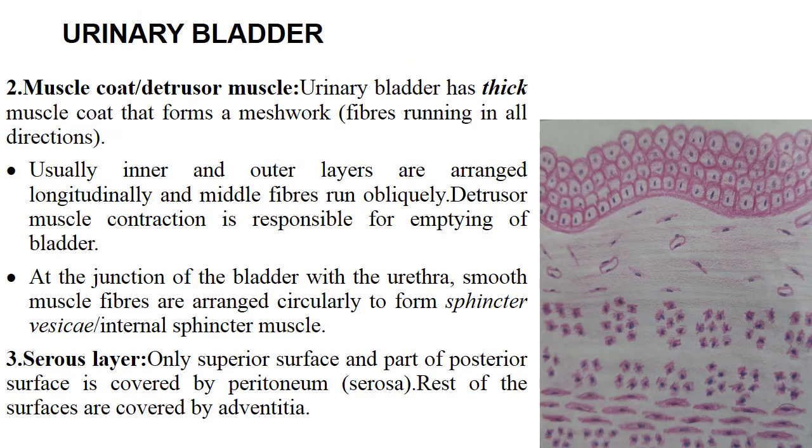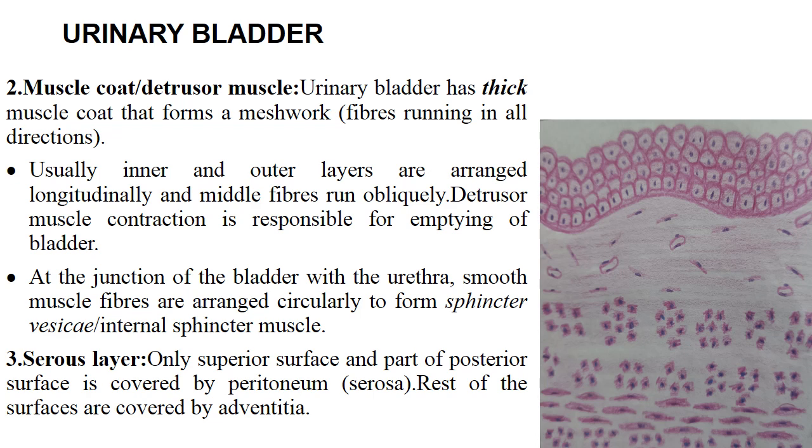Second layer of urinary bladder is muscle coat. The muscle present in urinary bladder is known as detrusor muscle, and it is the thickest layer of the urinary bladder. The thick muscle coat forms a meshwork. Here the fibers are running in all directions, and usually we have an inner and outer longitudinal layer, and the middle is running circularly or obliquely. Detrusor muscle contraction is responsible for emptying of the bladder.